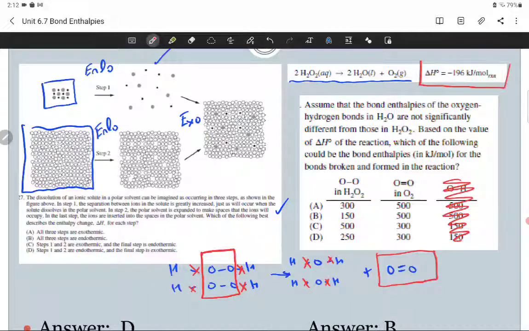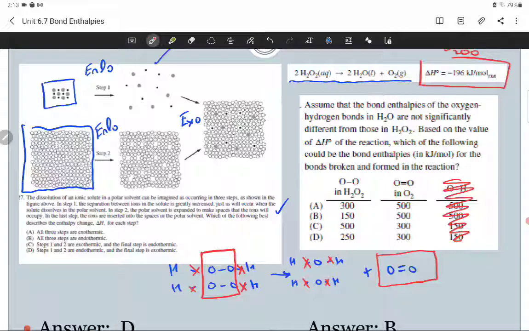So we have a whole answer. With these previous questions, we've been trying to answer what's the delta H. Well, this time the delta H is given to us, but the parts aren't given to us. So assume that the bond enthalpies of the oxygen hydrogen bonds in H2O are not significantly different from those in H2O2. I had already assumed that. Based on the value of delta H for the reaction. By the way, we don't like negative 196 because this is a multiple choice question. You don't get to use a calculator on this. So it might be easier to think of this as negative 200. It's not really much different from negative 200. So let's try that.